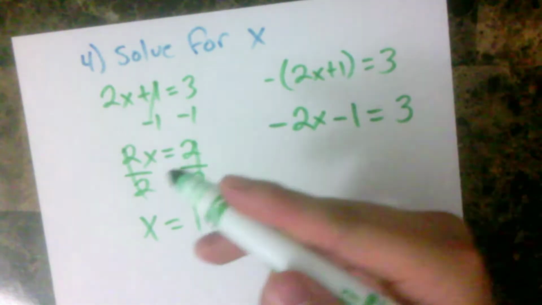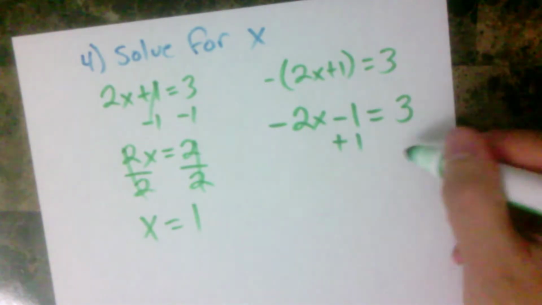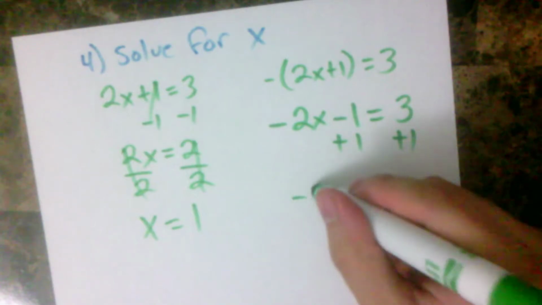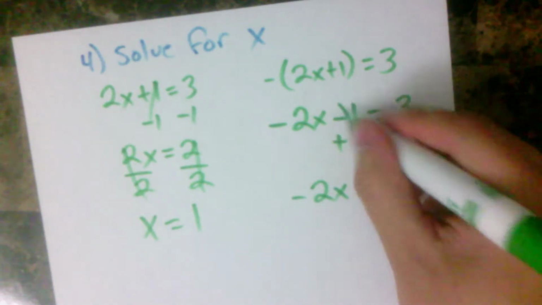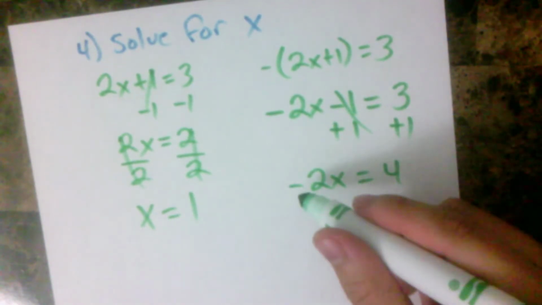And the right side stays the same. From here on, it's just like this problem. We're just going to get rid of this minus 1 first. To get rid of a minus 1, you add 1. Always do the opposite and make sure to do it to both sides. So plus 1 minus 1 cancels out. 3 plus 1 is 4. And then we'll have to get rid of that negative 2.